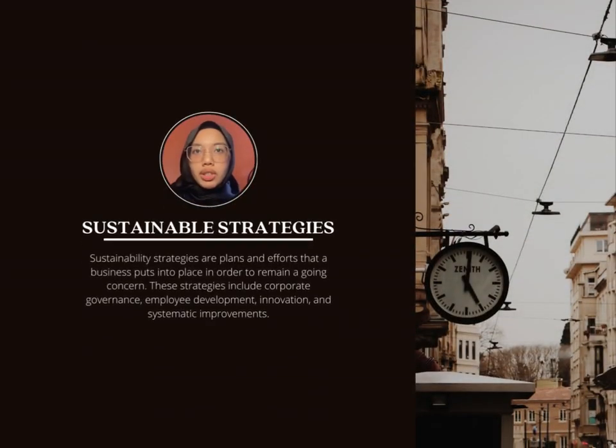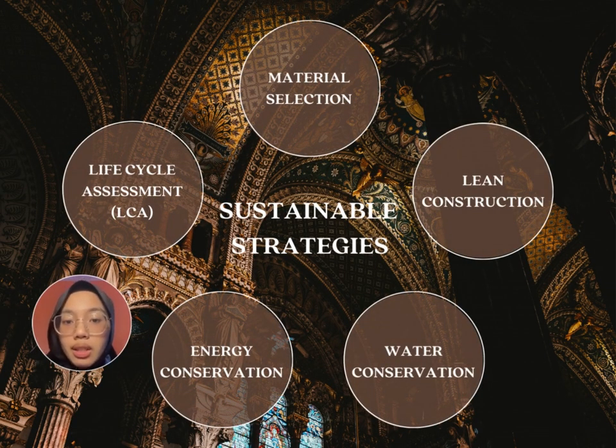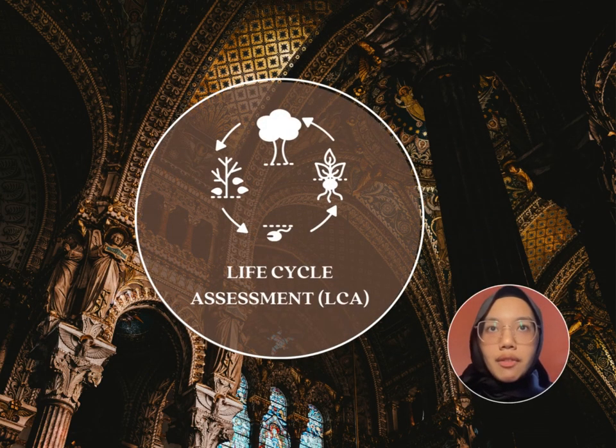What are sustainable strategies? Sustainable strategies are plans and efforts that a business puts into place in order to remain a going concern. These strategies include corporate governance, employee development, innovation, and systematic improvement. In building a sustainable kindergarten, we have five sustainable strategies, which are life cycle assessment, material selection, lean construction, water conservation, and energy conservation. The first strategy is life cycle assessment.